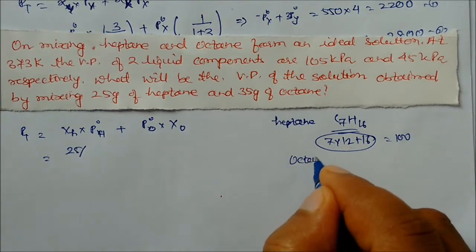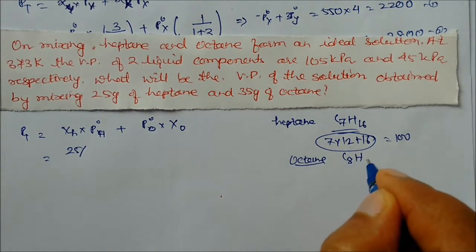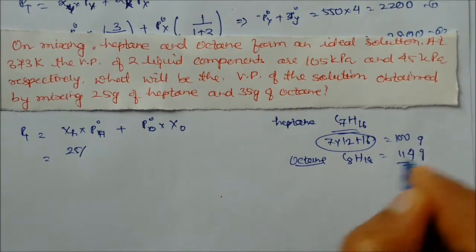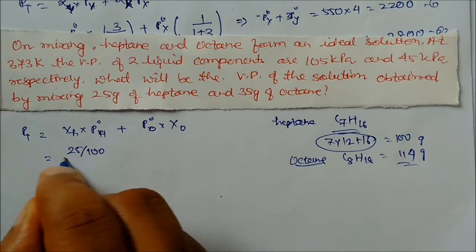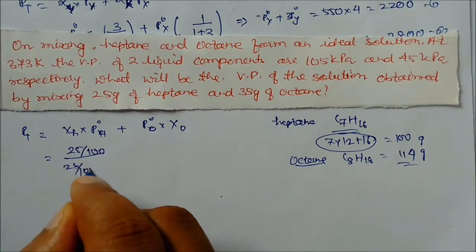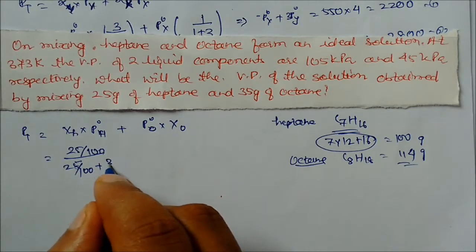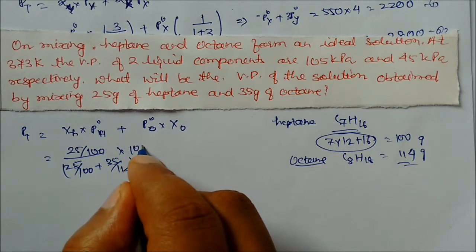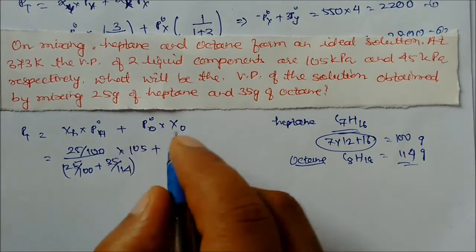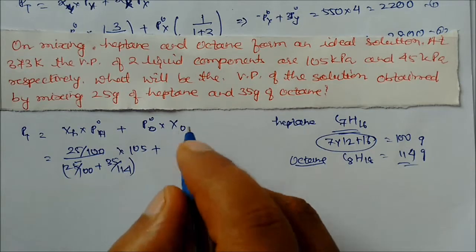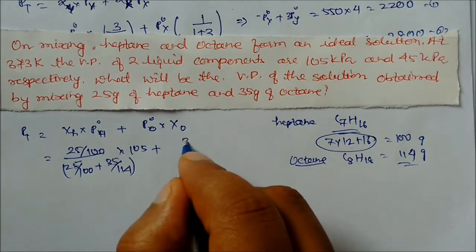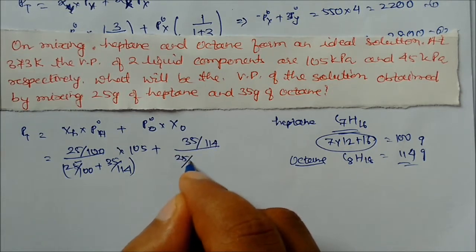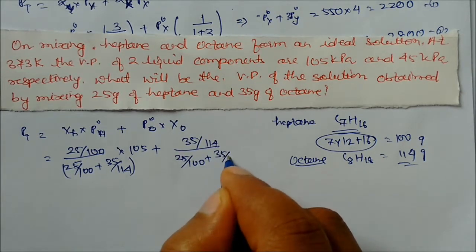Similarly for octane, it is C8H18, so it will come around 114. So this is gram, this is gram, so we can put here, for heptane, divide by 100. So this is 25 by 100 plus 35 by 114, and the pure vapor pressure of pure heptane is 105. Similarly for octane, how much? 35 gram, so 35 divided by 114, and here again 25 by 100 plus 35 by 114.